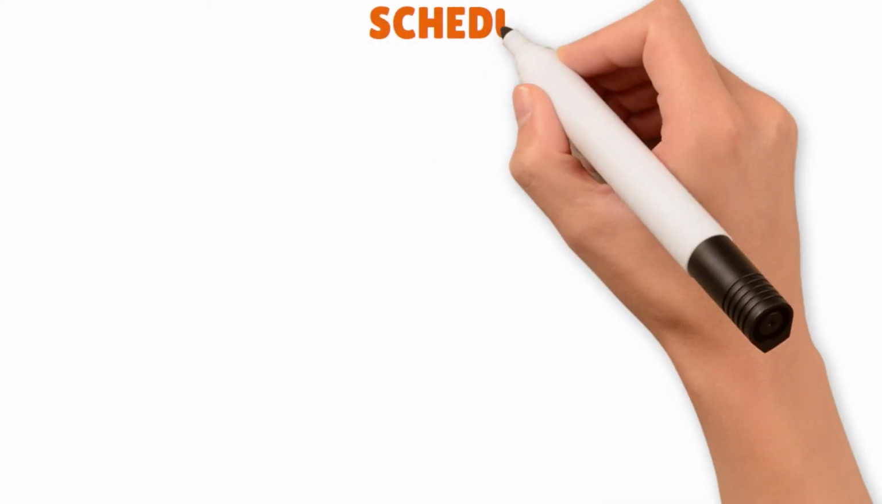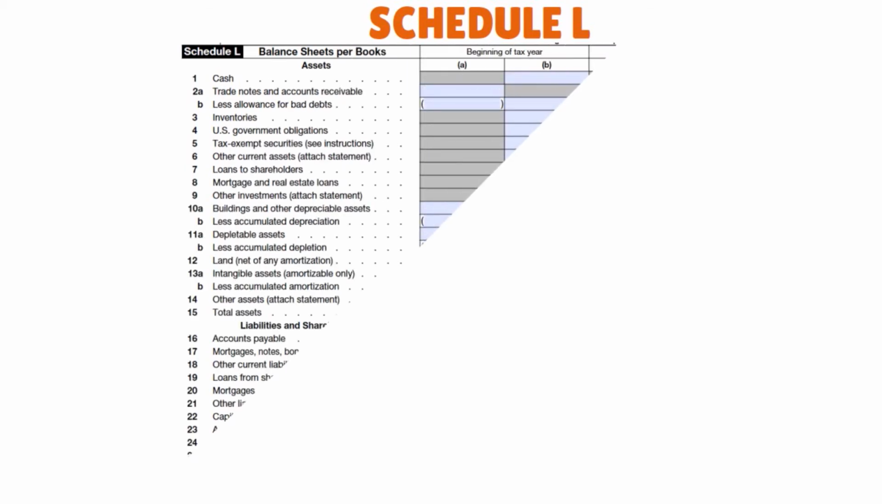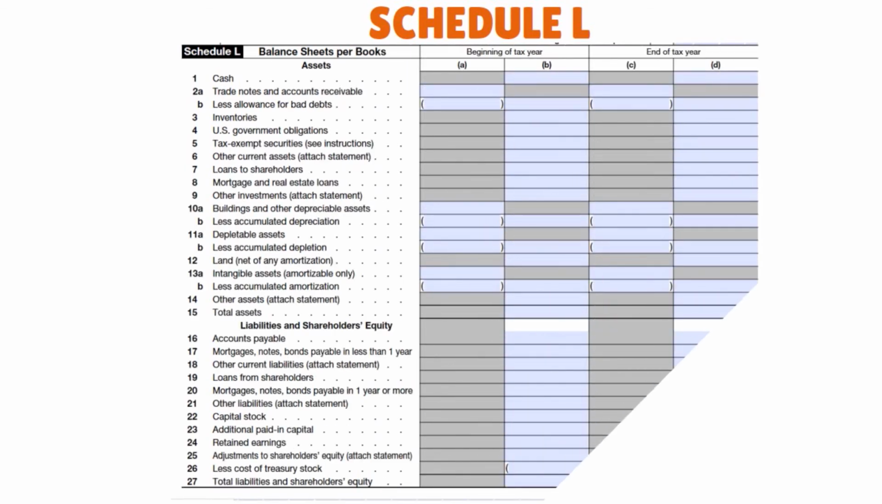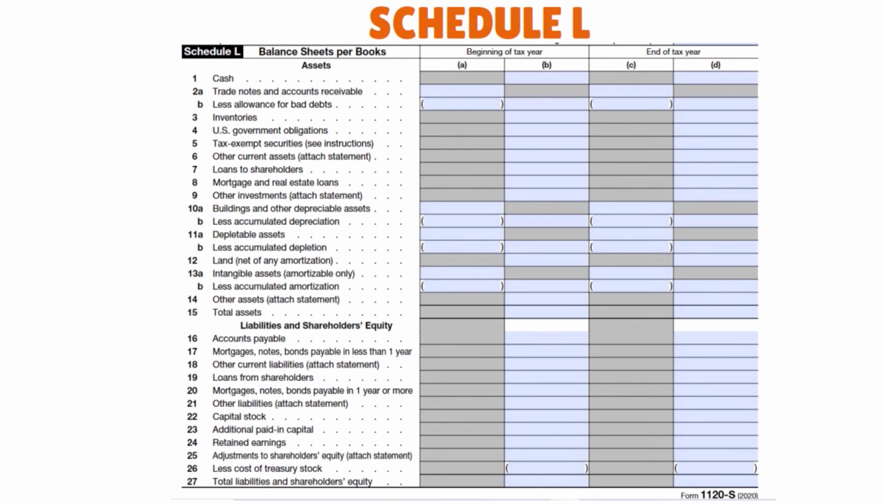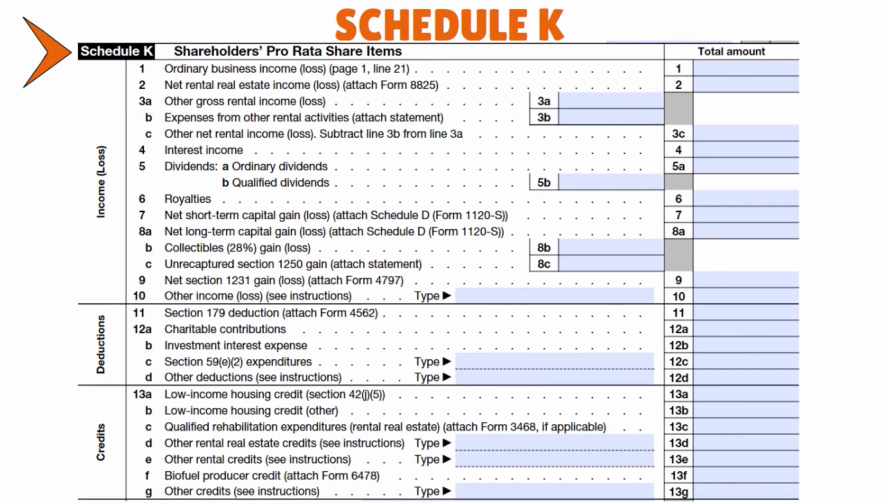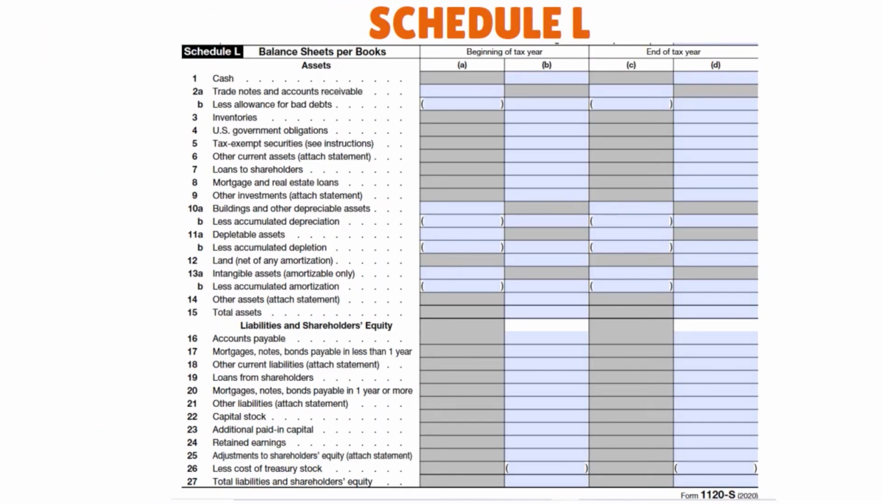Now let me talk about Schedule L. As I said earlier, Schedule L is linked to Schedule K. Why? Because Schedule L talks about balance sheets and financial statements, and if you go back to Schedule K, you will notice that it says shareholders' pro rata share items. So whatever is taken at the company level is then prorated onto all the shareholders. So here we have Schedule L.